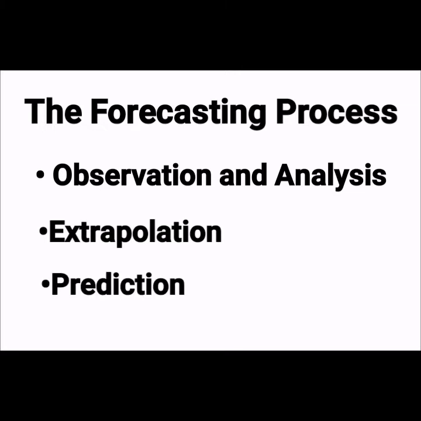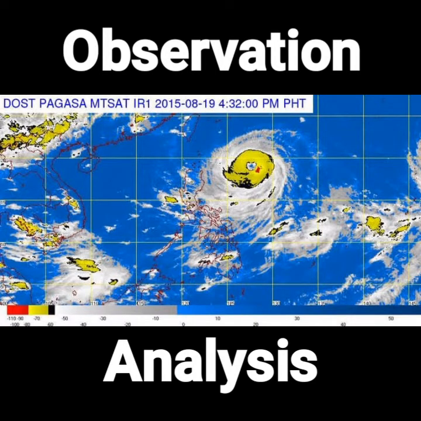Making a weather forecast involves three steps: observation and analysis, extrapolation, and prediction. In observation and analysis, meteorological observations taken around the world include reports from surface stations, radiosondes, ships at sea, aircraft, radar, and meteorological satellites. Although data access policies vary among countries, many of these reports are transmitted on the Global Telecommunications System or GTS of the World Meteorological Organization or WMO.